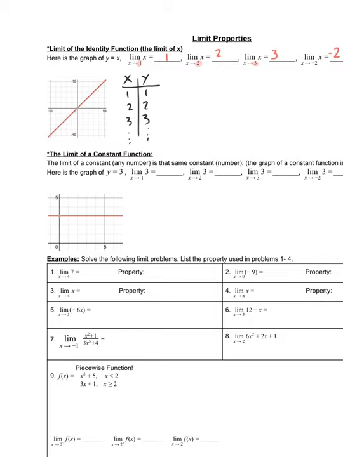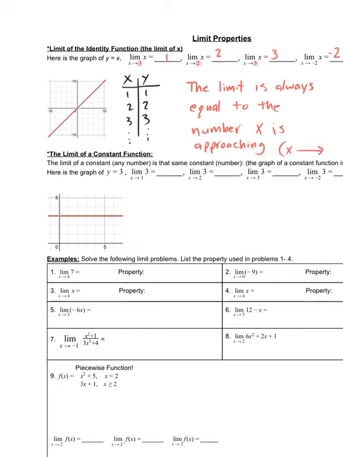All right? So to recap, the limit is always equal to the number x is approaching. Easy enough.